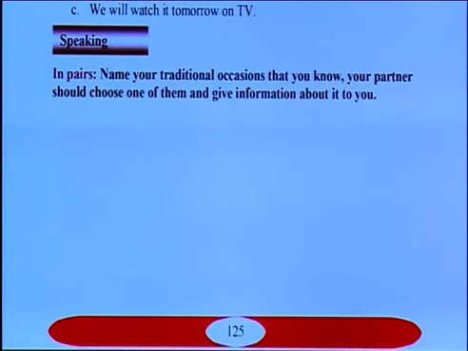In the last part we have a speaking activity. In pairs, name your traditional occasions that you know. Your partner should choose one of them and give information about it to you.